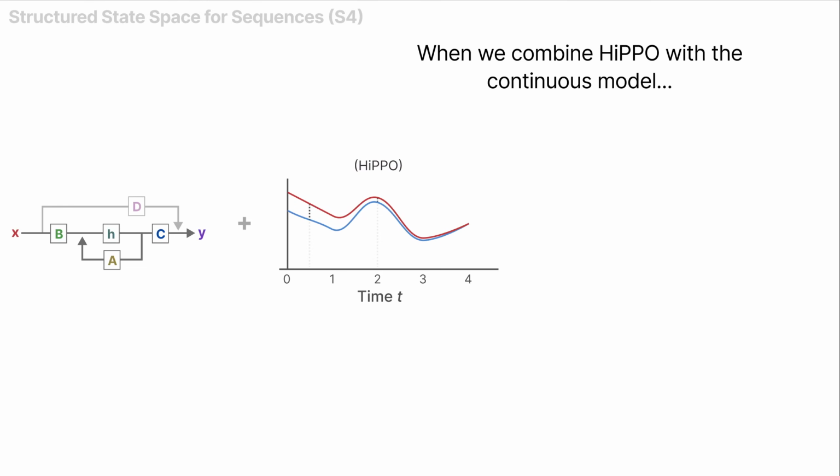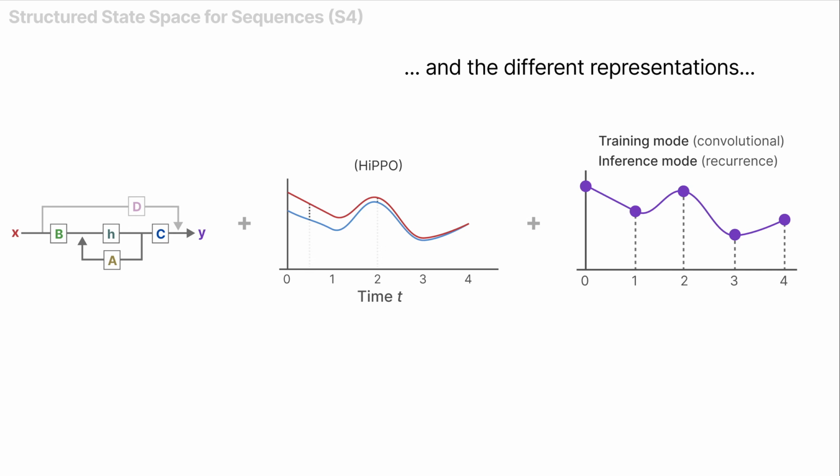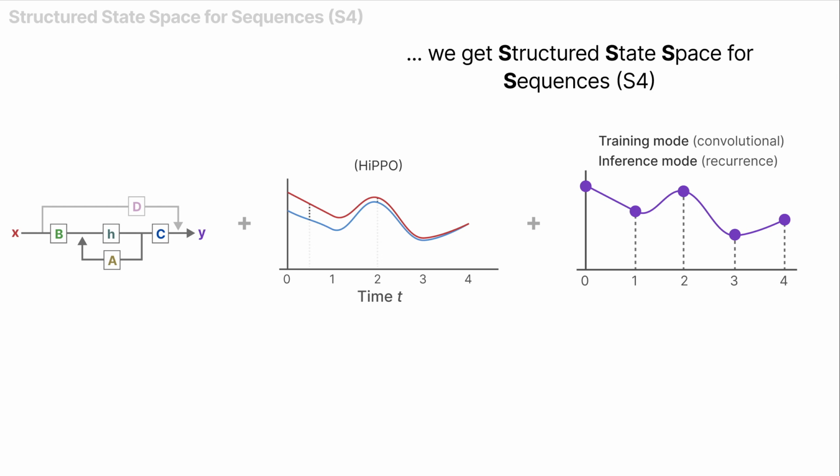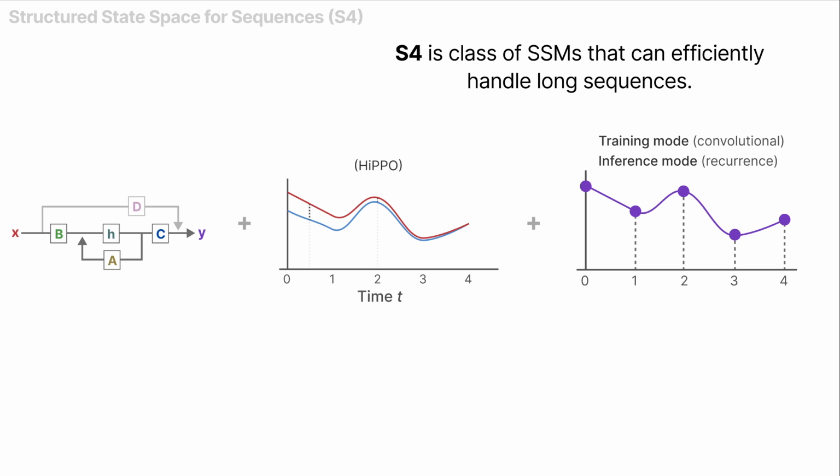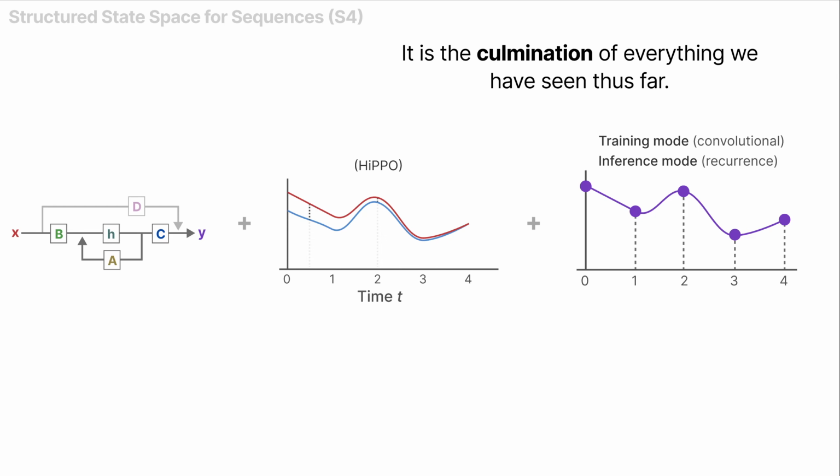When we combine HiPPO with the continuous model and the different representations, training mode and inference mode, we get structured state space for sequences, or the S4 model. S4 is a class of SSMs that can efficiently handle long sequences. It is the culmination of everything we have seen thus far.